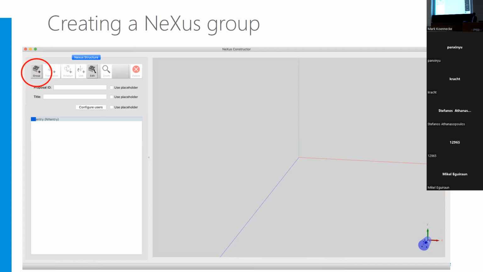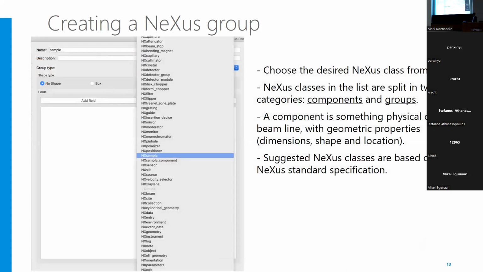So here's the demo part. If we just want to create a group in an existing NX entry, we can just click add group, and there will be another window that opens up, and we can basically choose the desired Nexus class from a list that's directly retrievable from the Nexus standard. And these classes are split into groups and components. And the main difference between Nexus groups and components from our point of view is that the component has a physical property, either a shape or a location.